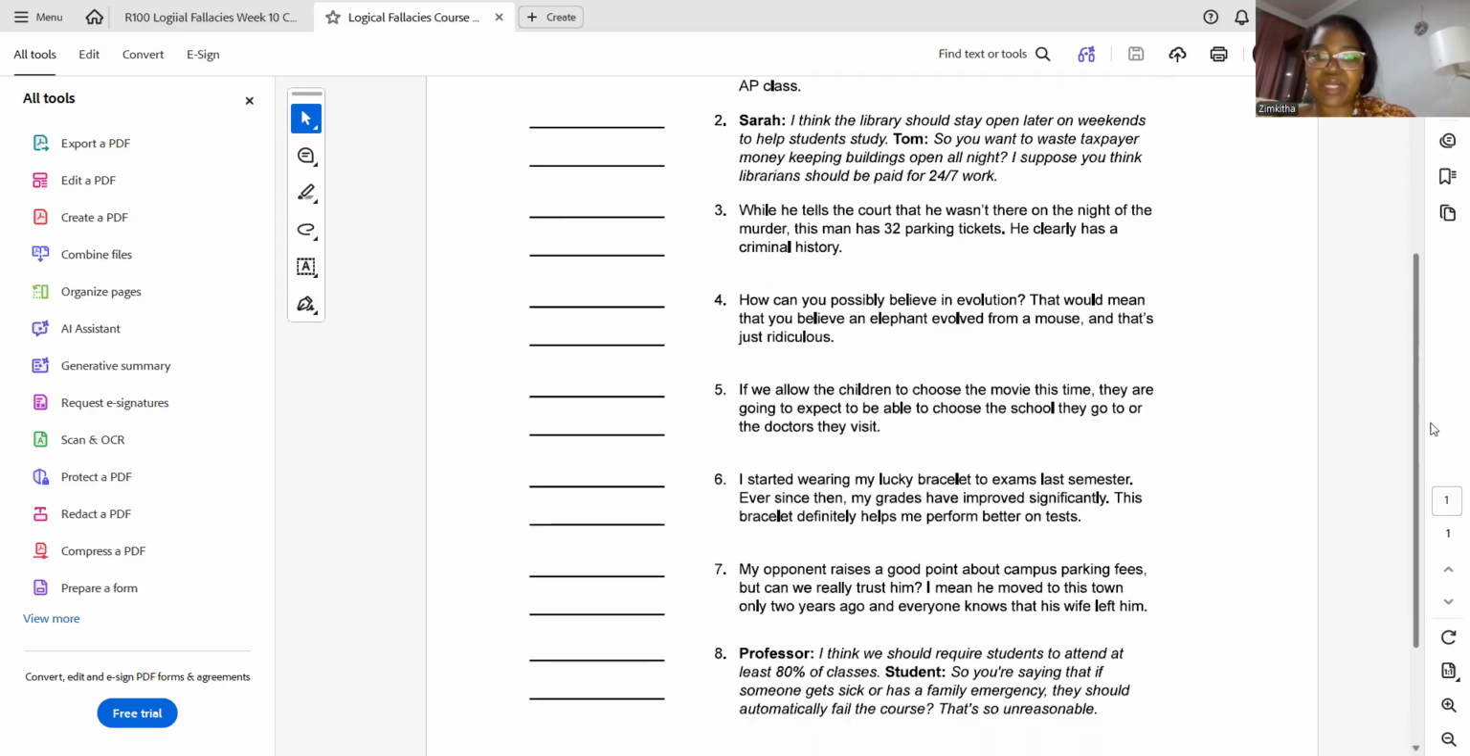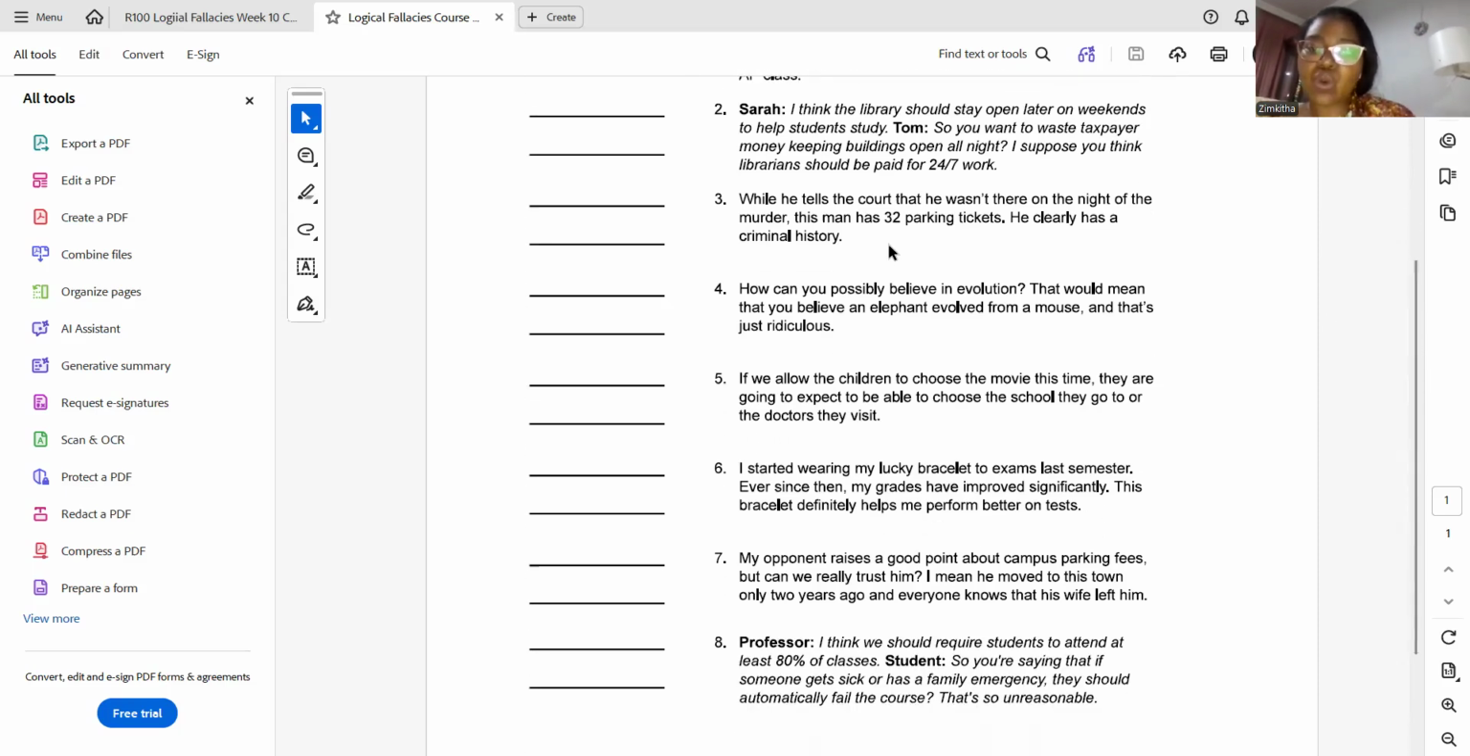Let's look at number 3. While he tells the court that he wasn't there on the night of the murder, this man has 32 parking tickets. He clearly has a criminal record. Just think about it. It's attacking what? The person. It's not looking at the argument. Okay? So therefore, we call that an ad hominem fallacy. It's when you attack the character and actually not the person's argument.